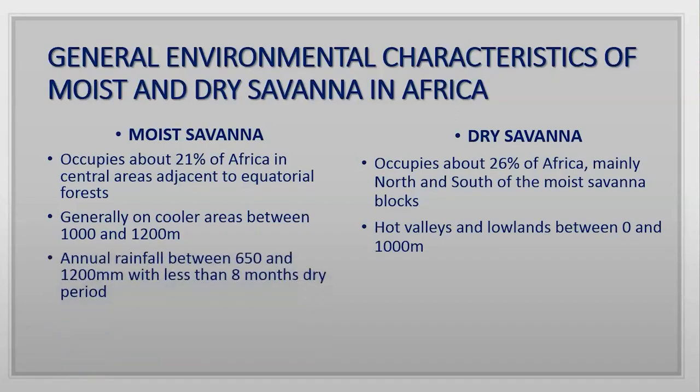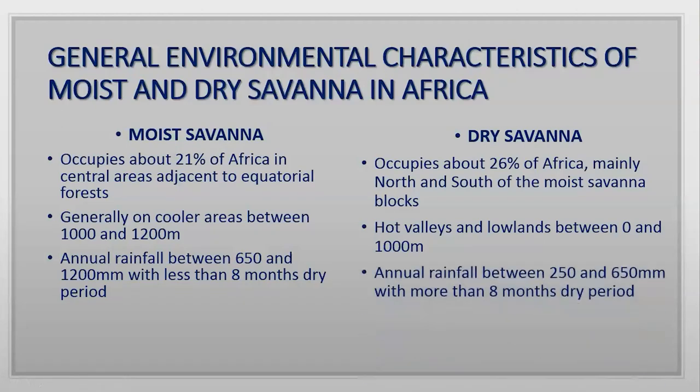that passes through that region. The annual rainfall in the moist types is between 650 and 1,200 millimeters per annum, with less than 8 months dry period. So we're introducing more functional characters in terms of climate. Annual rainfall in the dry savanna is much less, between 250 and 650 millimeters per annum, with more than 8 months of a dry period.